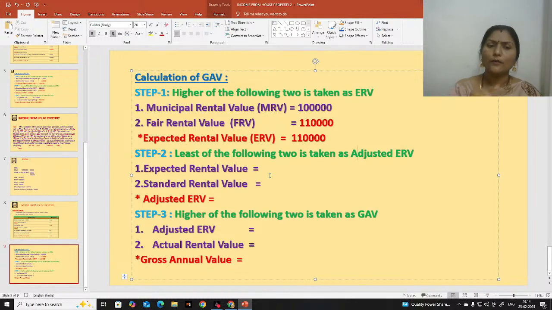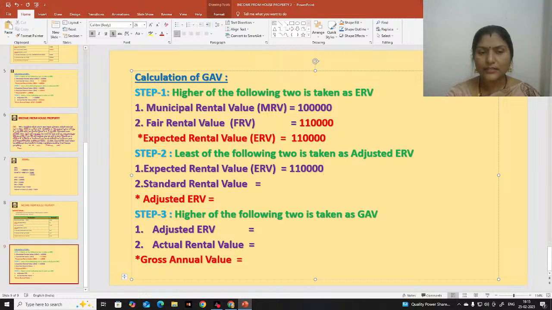See students, always in the second step, the first item is the answer of step 1. In the third step, the first item is the answer of step 2. Okay. Hope this is clear for everyone. So in step 2, the first item is always the answer of the first step. What is the answer in the first step? Expected rental value, ERV. So we will take that. How much is that? Here we calculated already. It is 1,10,000. So let us take 1,10,000 here.